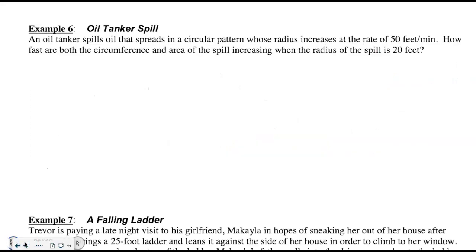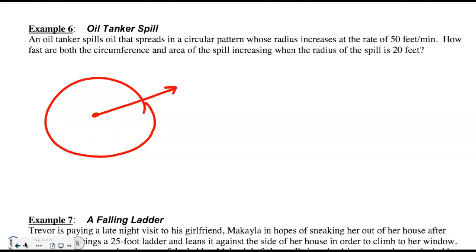All right, so this guy right here, we have an oil tanker now. It's not just some random rectangle. It's an oil tanker. It's spilled oil. That oil is spreading in a circular pattern. Its radius is increasing. So I like to go like that so I know that my radius is increasing. And it tells me the rate, so I'm going to go over here and do my dr dt is equal to 50.